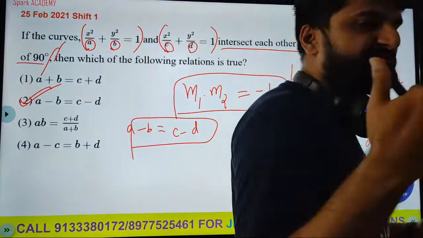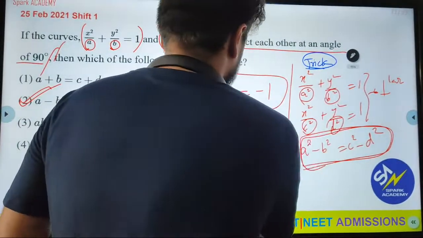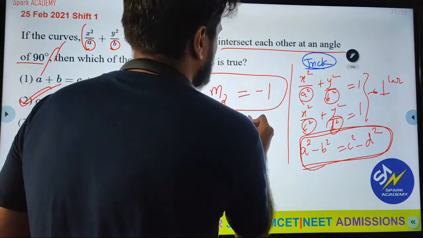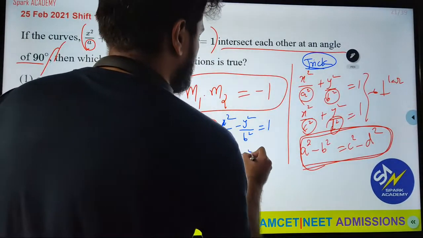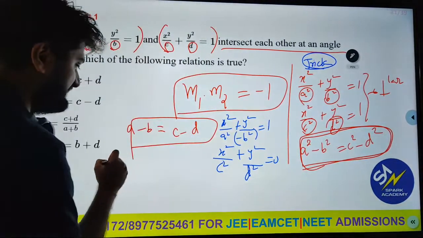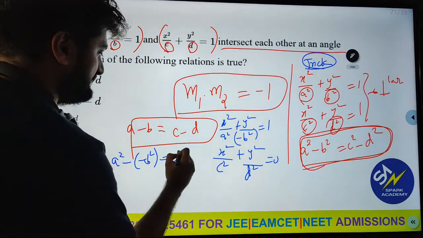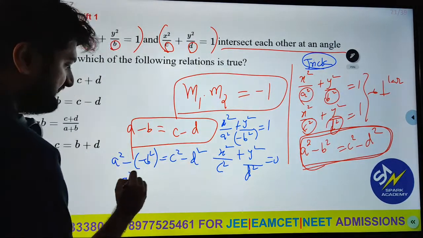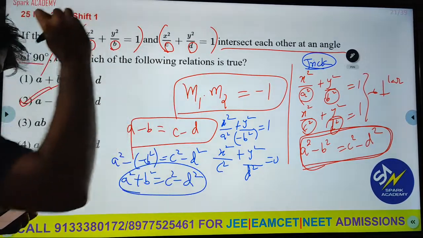Basically for any ellipse or hyperbola type of question, suppose you have x square by a square minus y square by b square equal to 1 and x square by c square plus y square by d square equal to 1. So this negative I can take to the denominator. The logic is the same: a square minus of minus b square equal to c square minus d square. We will get a square plus b square equal to c square minus d square everywhere.